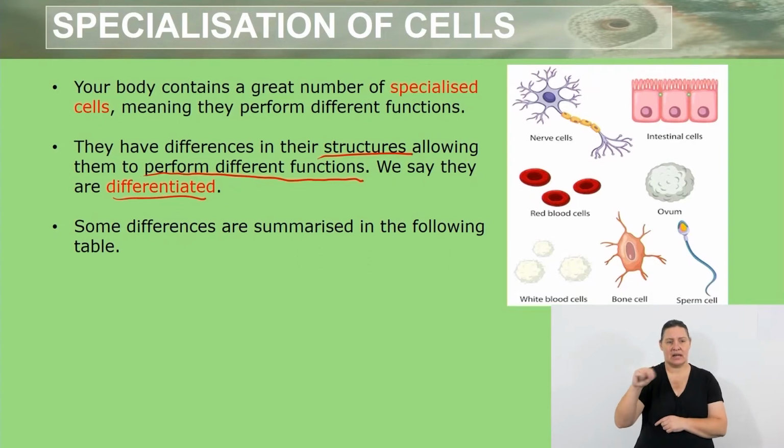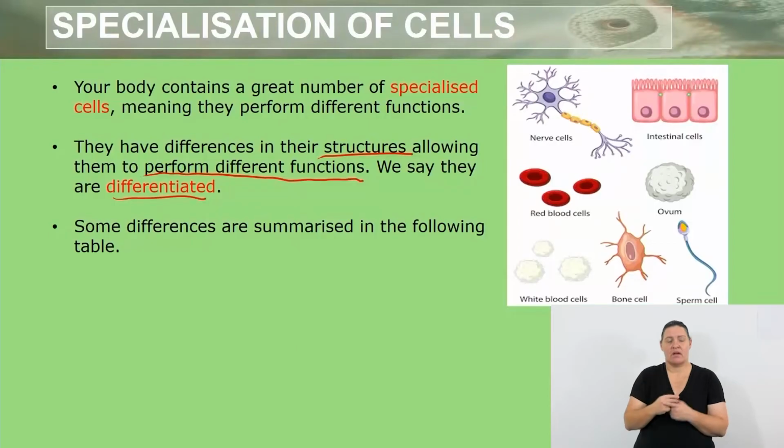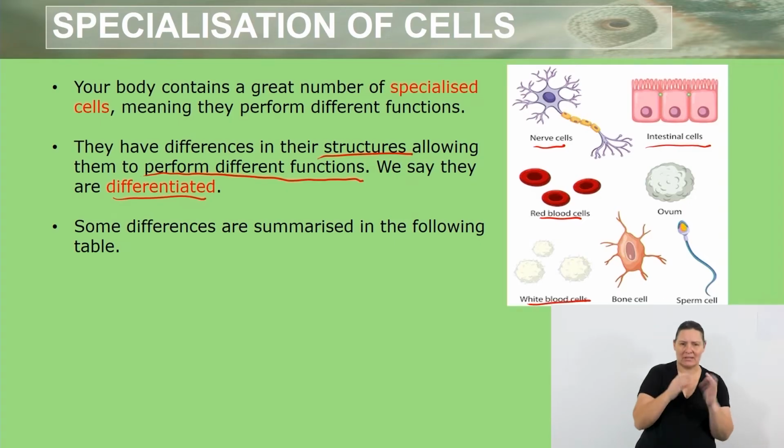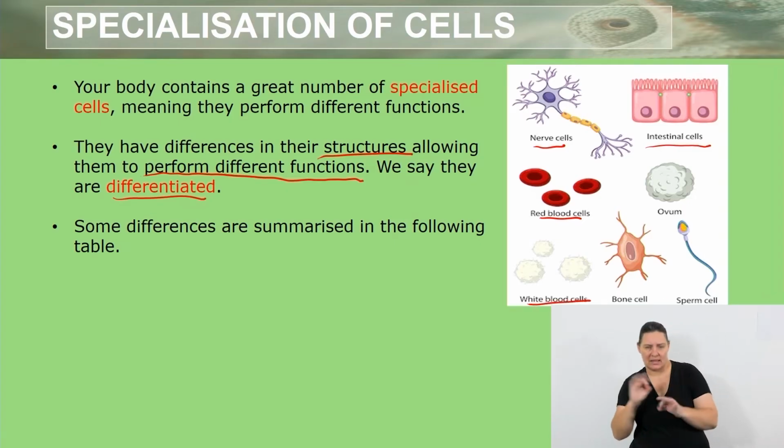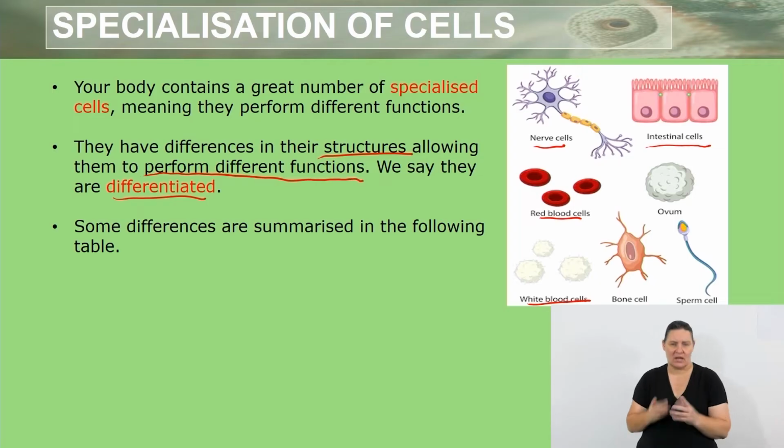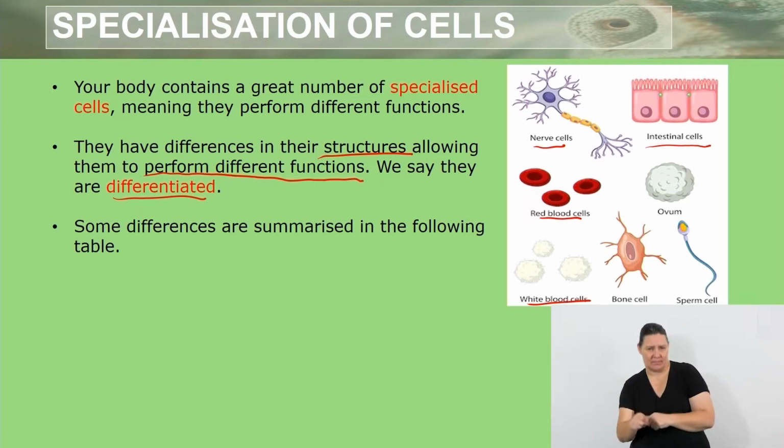Some of the differences are summarized in the following table, but before we go into the table, I just want us to look at the picture alongside. As you can see here, we have nerve cells, we have intestinal cells, we have red blood cells, we have white blood cells, we have bone marrow. All of these cells are different in shape and different in size. This is purely because they all have to fulfill a different role in order for your body to function.